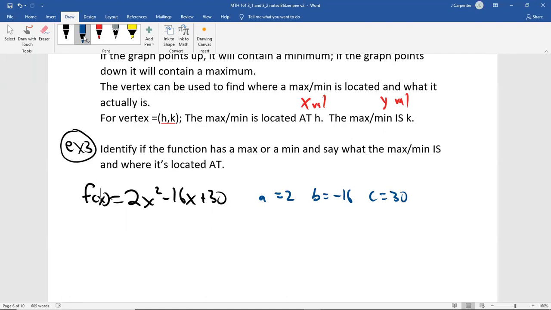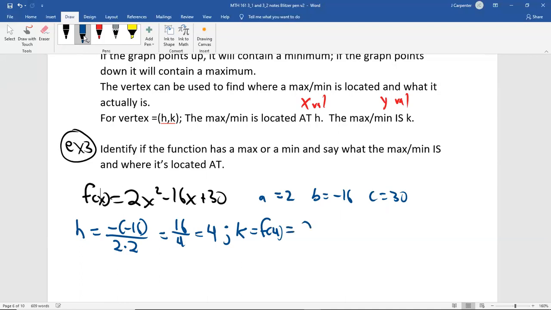And then we just use the vertex formula, negative b over 2a, to find the x value. h equals negative b over 2a, so that's negative negative 16 over 2 times 2, which is positive 16 over 4, which is 4. Then for the k, you just plug that number in. Don't overthink it. So that would be 2 times 4 squared minus 16 times 4 plus 30. Let's see, 4 squared is 16. 16 times 2 is 32, minus 16 times 4 is 64. Then plus 30. 32 and 30 make 62, minus 64 is negative 2. So that means our vertex is located at (4, negative 2).